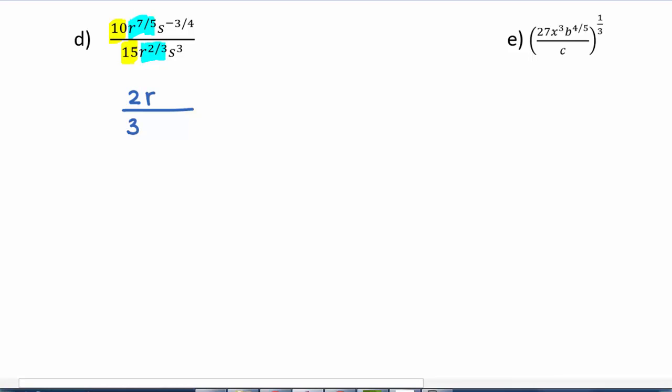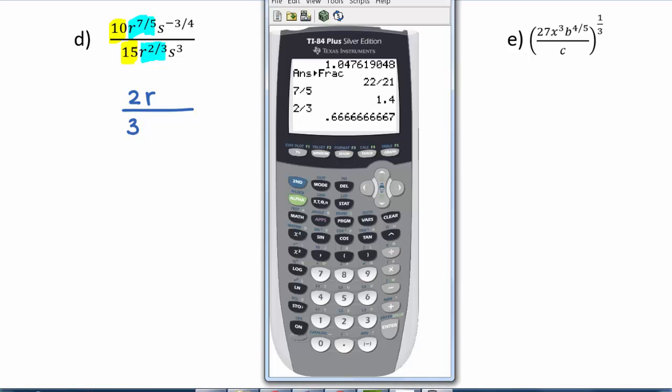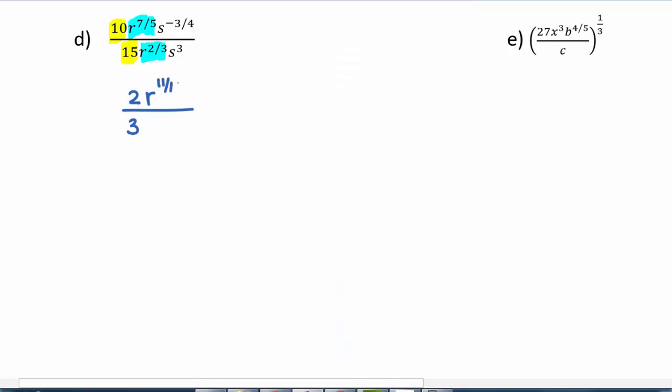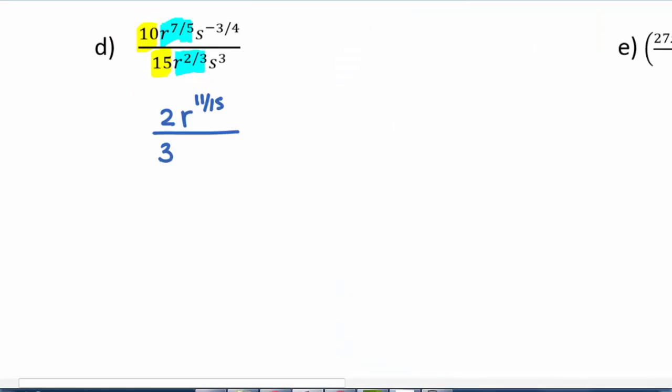And then I need to subtract them because since I'm dividing, I subtract my exponents. So 7/5 minus 2/3, you get 11 over 15. So r to the 11 over 15 power.